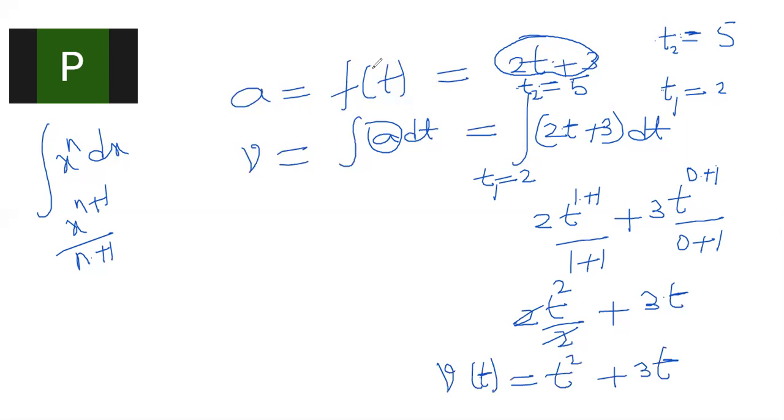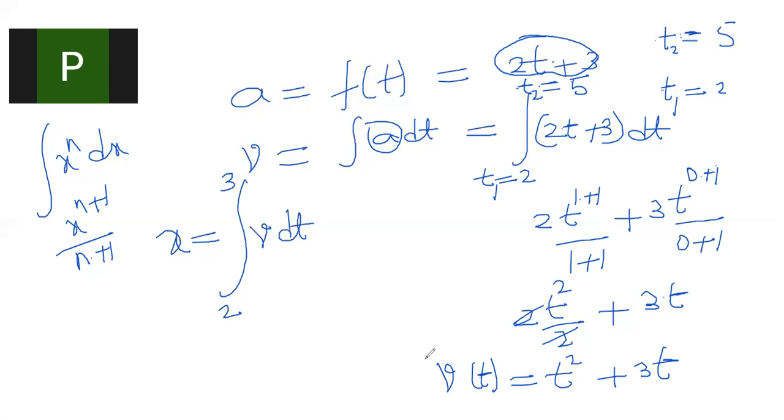What did you observe? Acceleration function is in terms of time, and the velocity function has increased its power. This is what you should know: when acceleration is given and you are asked to find velocity, you have to integrate. Next, you have to find the displacement function. How would you do that? Again integrate this velocity function dt from the limits 2 to 3.